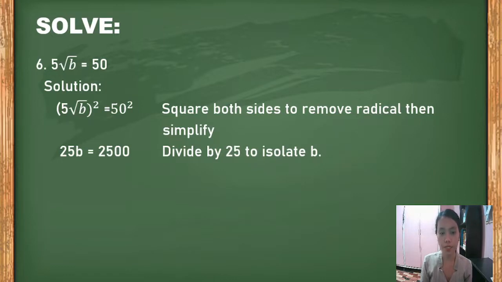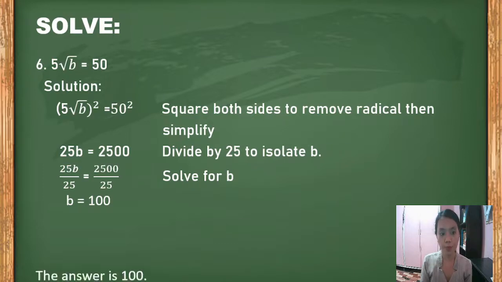Then, sa ating kabilang side, 50 squared is equal to 2,500. Now, to solve for b, ang gagawin naman natin ay di-divide natin on both sides sa 25. So, 25b divided by 25, 1b or b na lamang. Then, sa kabila, 2,500 divided by 25 is 100. So, the value of b in number 6 is equal to 100.